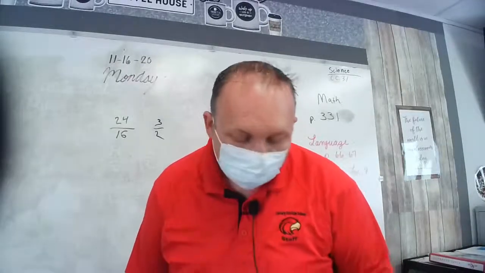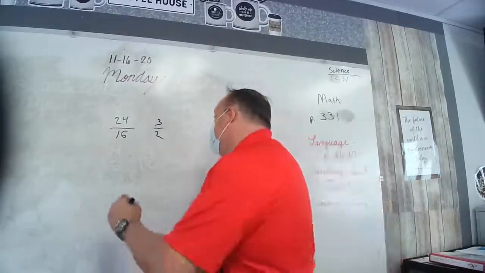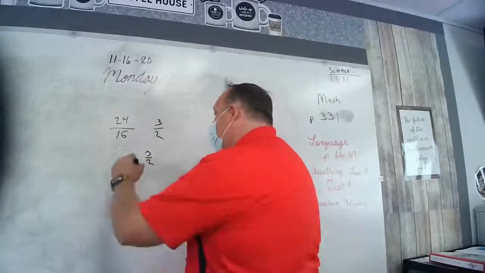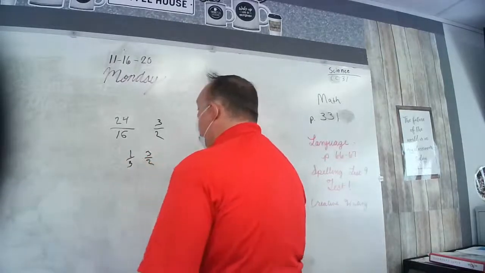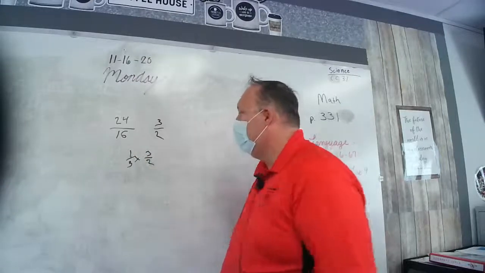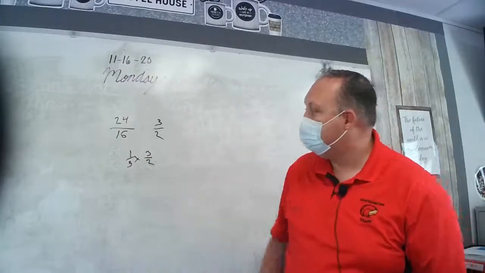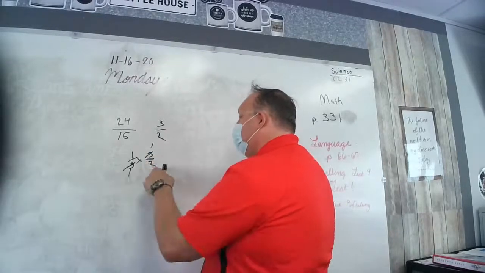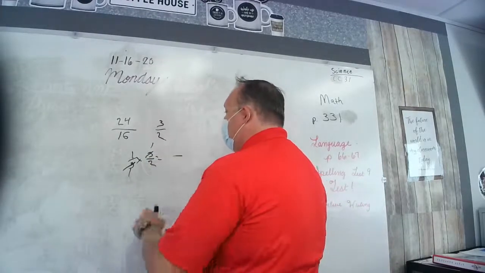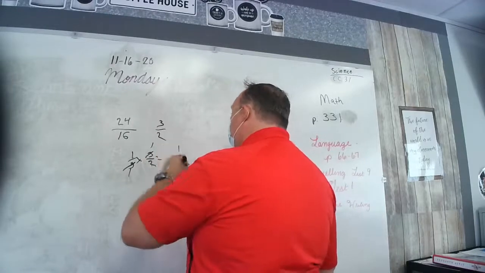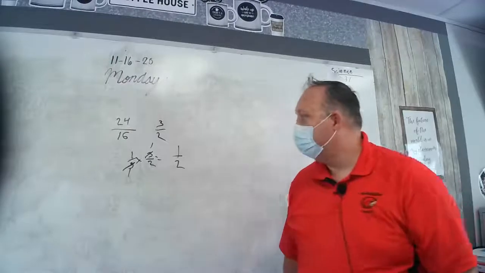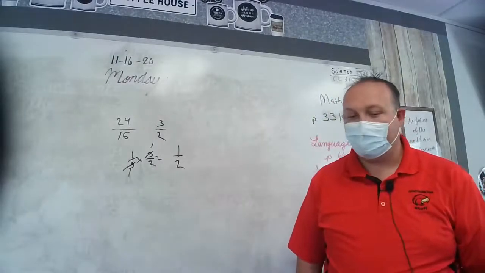Then we're going to multiply 3 over 2 times what? 1/3 times 3 over 2. Does this cancel? Yes, it does. 3 and 3. Does this cancel? No, it doesn't. 1 times 1 is? 1 times 2 is? So you get 1/2.